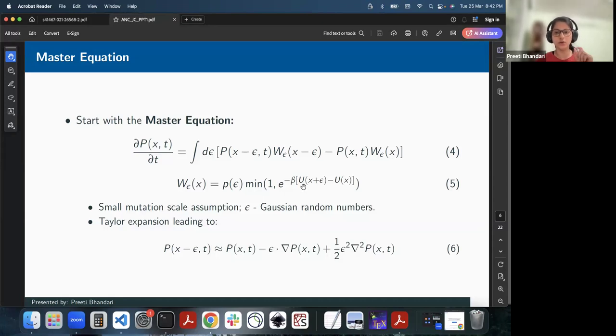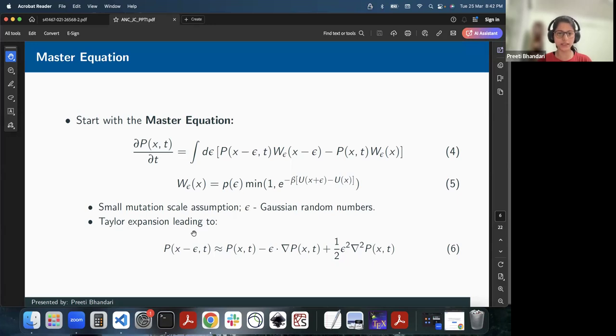So when beta is less than infinity, equation 5 is used. That means you are allowing delta U greater than 0 transitions as well. But for the beta equal to infinity case, the delta U greater than 0 transitions are not allowed, and that's why it is called clipped gradient descent. Now, as I said before, the whole assumption is that your mutation step should be small, so you assume your epsilon to be small.